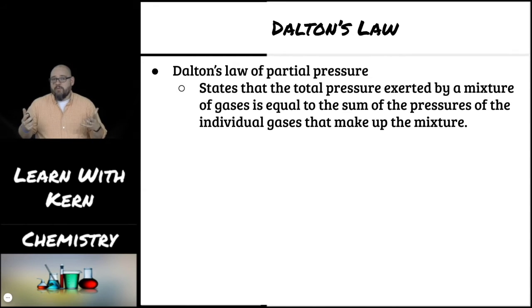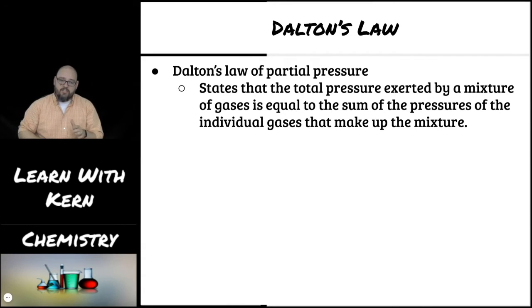The air that we breathe is not just oxygen, it's actually mostly nitrogen, a little bit of oxygen, a little bit of carbon dioxide, and a few other gases in there. Well, if I take a sample of it, I can pull out the nitrogen and measure the pressure of just the nitrogen. I can measure just the pressure of the oxygen, measure just the pressure of the carbon dioxide. And all those individual pressures added together make the total gas pressure. That's Dalton's law of partial pressure.